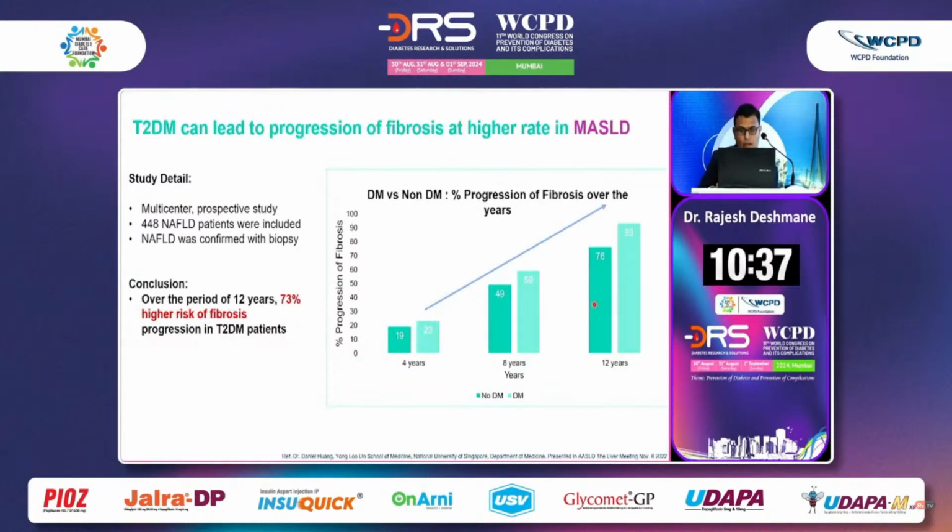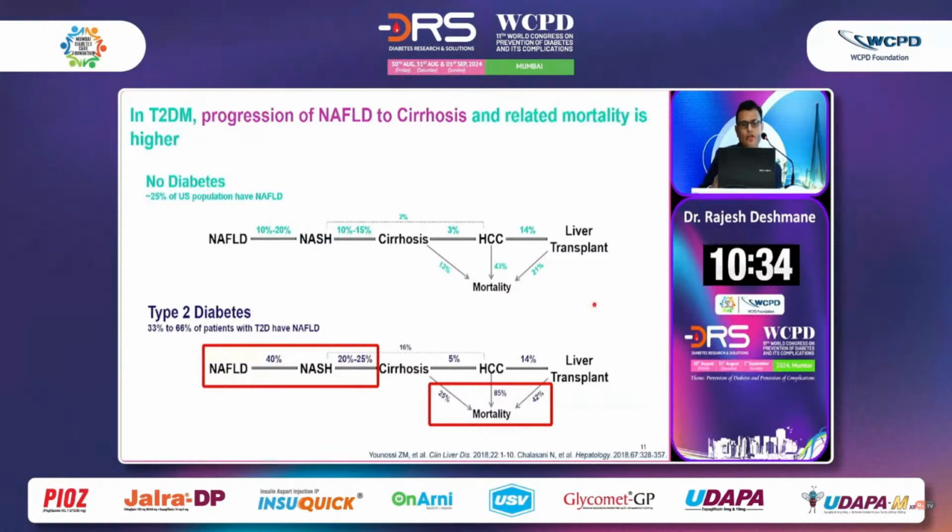And yes, I'm skipping some of the slides. If you look at diabetic patients with NAFLD and non-diabetic patients with NAFLD, those associated with type 2 diabetes and NAFLD progress to NASH and cirrhosis a little bit faster and in higher numbers. In non-diabetic NAFLD patients, just 10 to 20% go to NASH, and out of those, 10 to 15% go to cirrhosis. But in patients with NAFLD plus type 2 diabetes, 40% progress to NASH, and out of that, almost 20 to 25% progress to cirrhosis and hepatocellular carcinoma. So the complications of NASH are more common in type 2 diabetic patients with fatty liver disease.